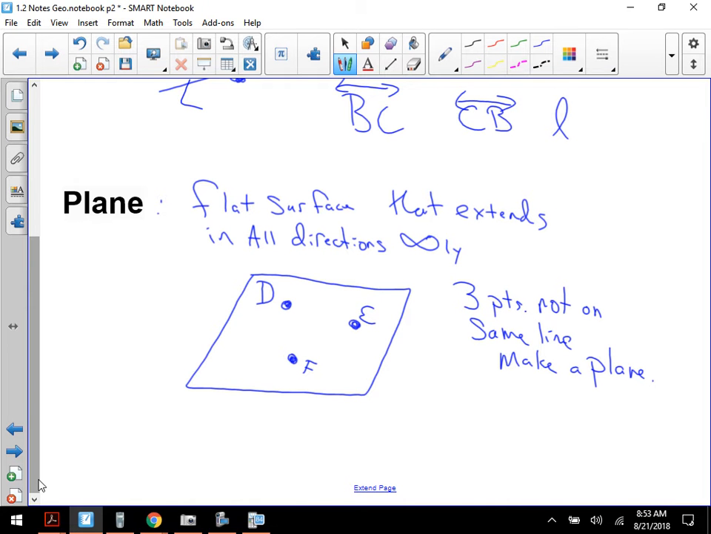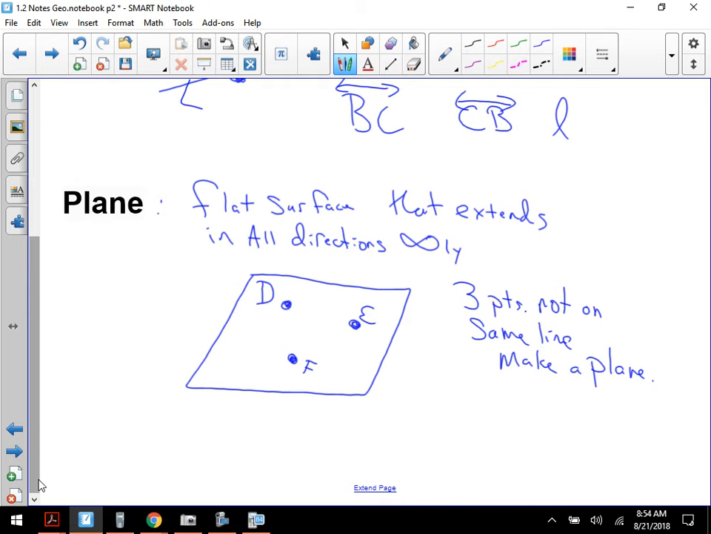Three points not on the same line make a plane. When three points aren't on the same line, we say that they are non-collinear. Think of the word linear. What does that sound like? Line. Collinear, shared line. Non-collinear, not shared line. We'll get into that here in a minute as well.